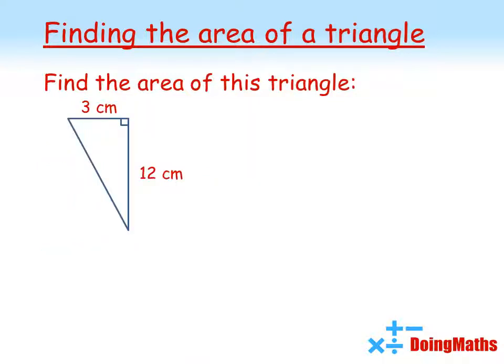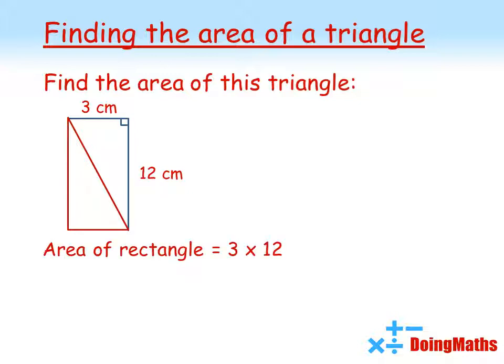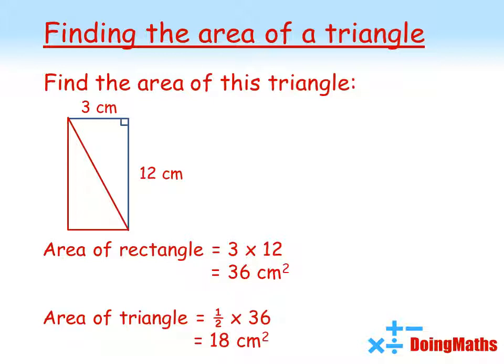Let's try that again with a different right-angled triangle. This one is 3 centimetres wide, 12 centimetres tall. So we get a copy of it, spin it around, put it in that bottom left corner to make a rectangle. The area of the rectangle is 3 times 12, 36 square centimetres, but the triangle is only half of that rectangle, so half of 36 gives you 18 square centimetres.